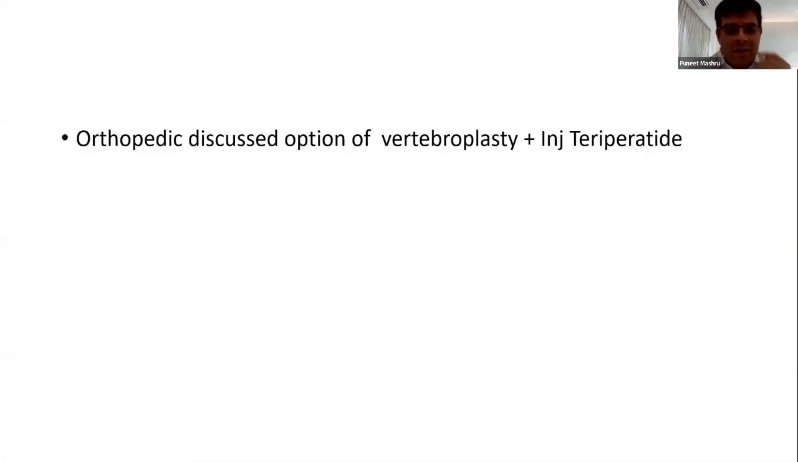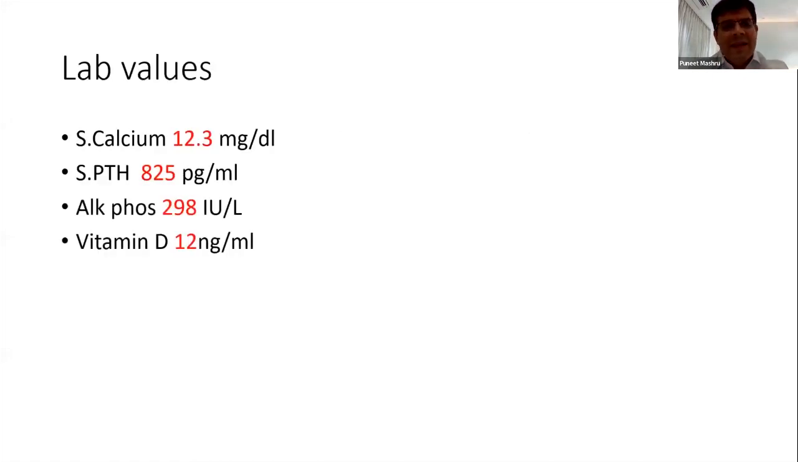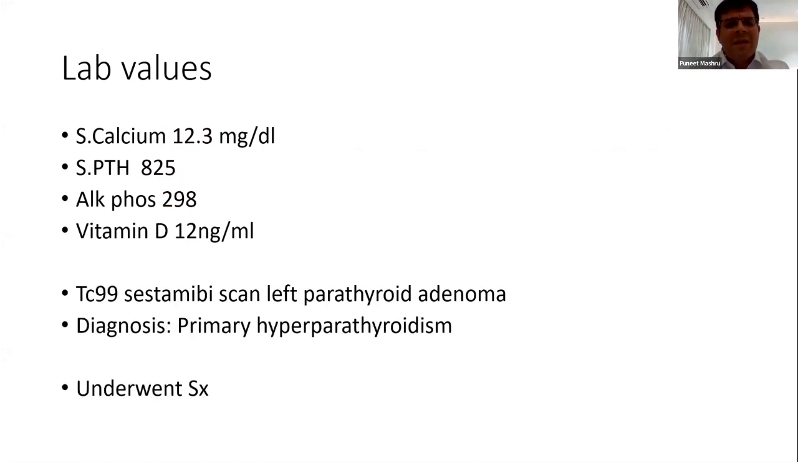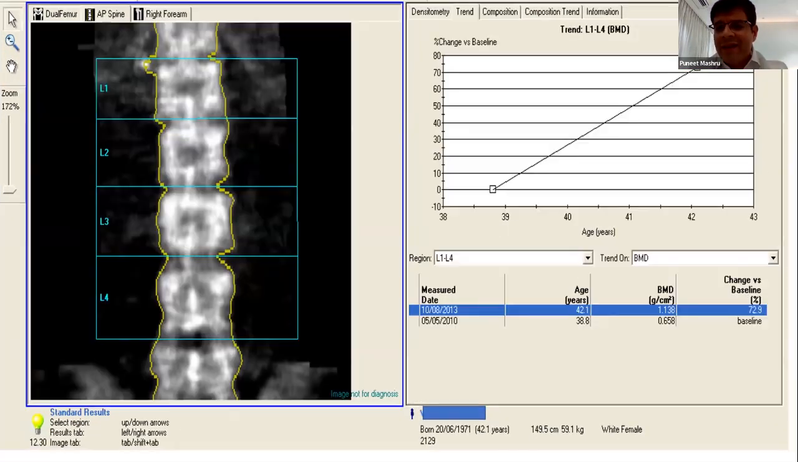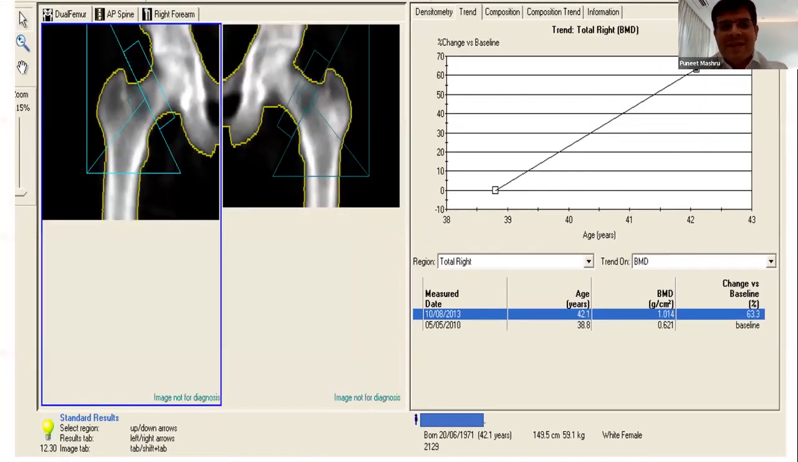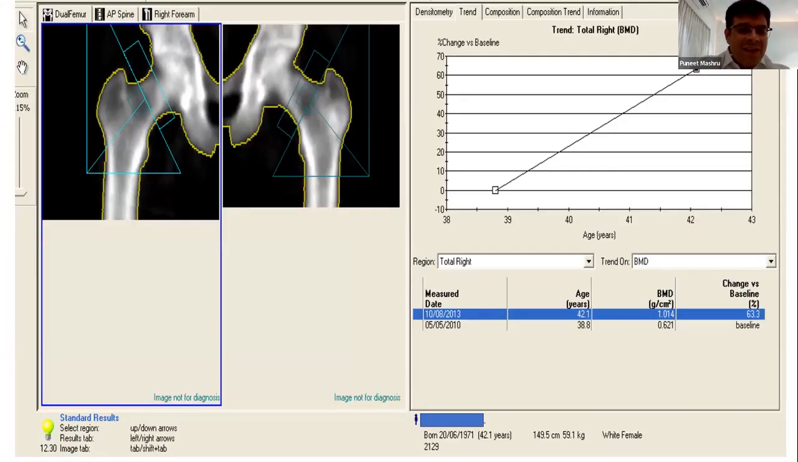The orthopedic surgeon discussed vertebroplasty and teriparatide, but basically the patient had hyperparathyroidism because of a parathyroid adenoma, underwent surgery, and just by treating the underlying cause, you can see that the BMD is normalized. You can see a 72% increase in BMD at the spine and a 63% increase at the hip. So just treating the underlying cause changed it. DXA cannot differentiate between other metabolic bone diseases, and we should keep that in mind.